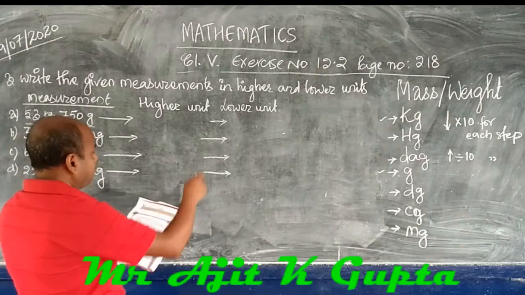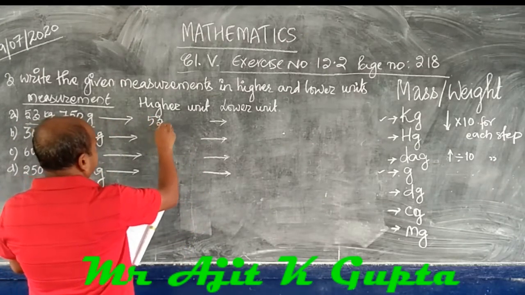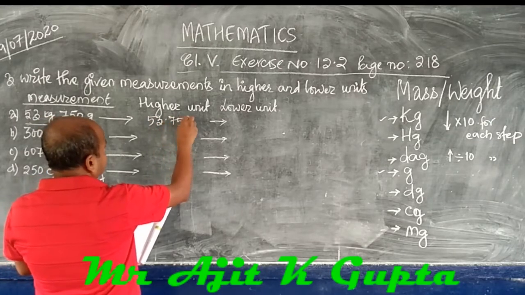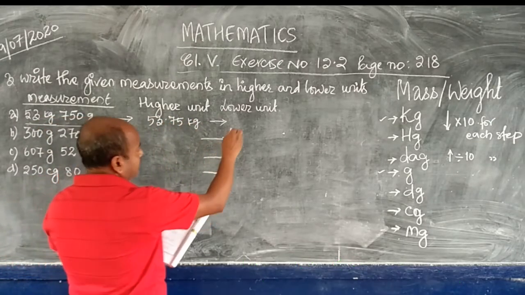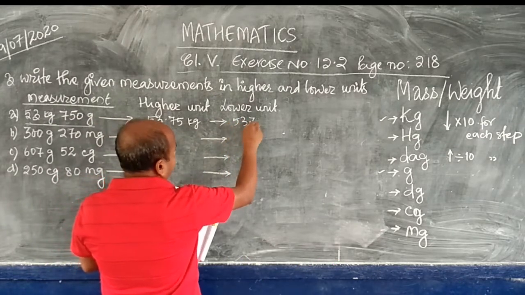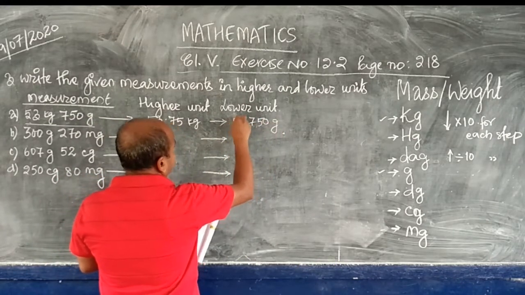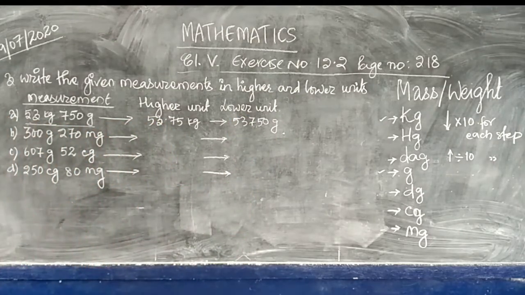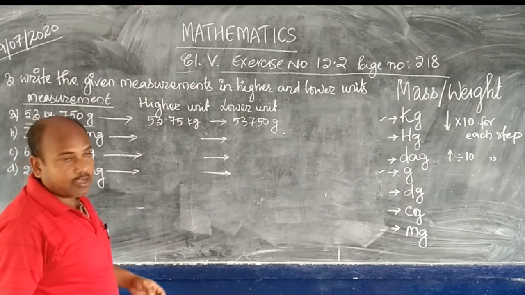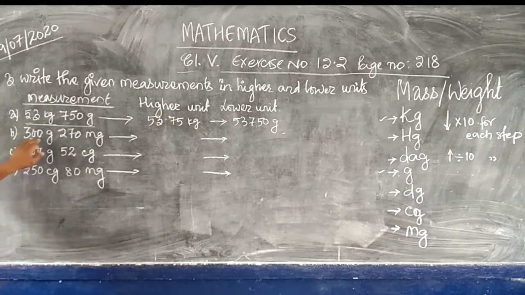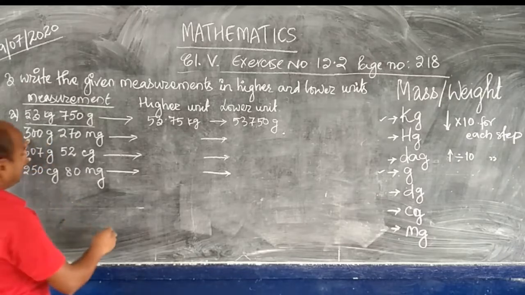One has already been done for you, and that is 53.75 kg in the higher unit, and in the lower unit it is 53750 grams. So I am not going to do this. This is already done for you in the book. I will move to number B: 300 gram, 270 milligram. Compare gram and milligram. You will find gram is the higher unit. So everything should be written in terms of the higher unit, gram.